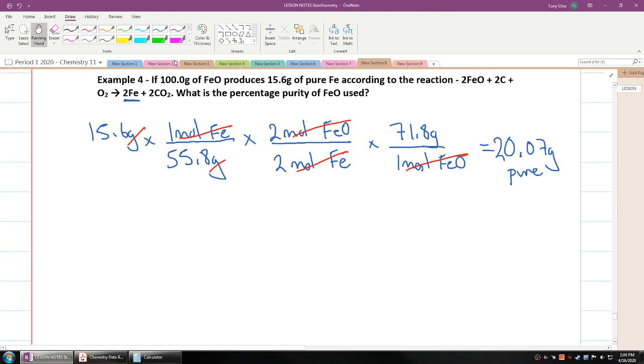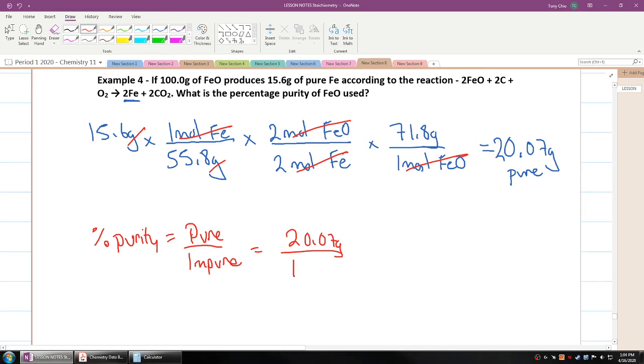That's what we talk about when we talk about purity. So if we were to calculate the percentage purity here, percentage purity is equal to pure over impure. So we found our pure. We know what our impure FeO is. Well, what's our percentage purity? So in this case, it's 20.07 grams divided by 100 grams. This is going to lead you to find that your percentage purity is 20.1% pure. That means this iron 2 oxide that you started with in this reaction, only 20.1% of it is pure FeO.